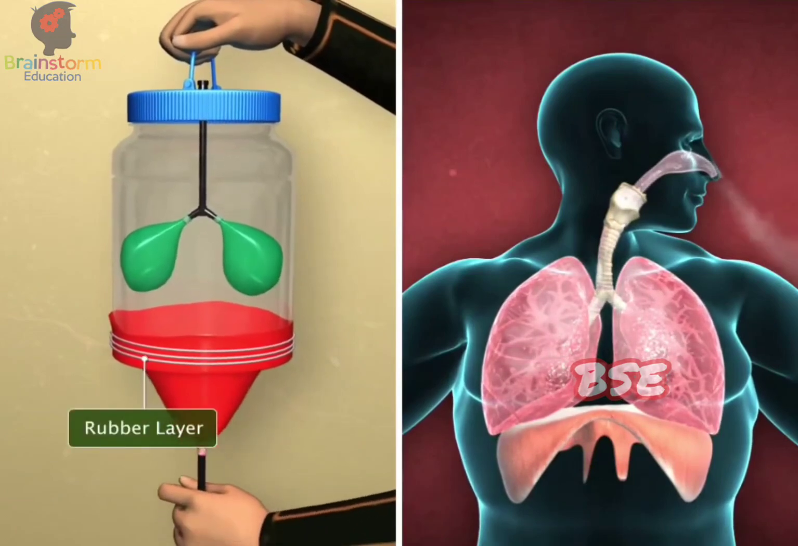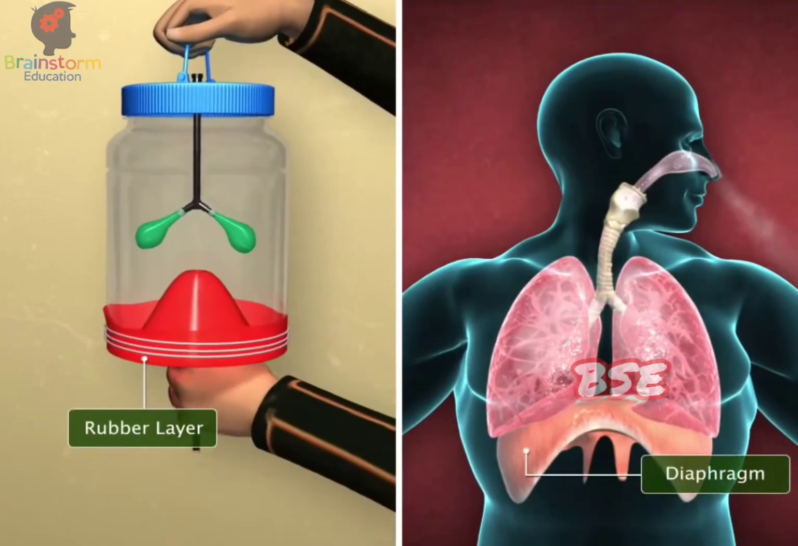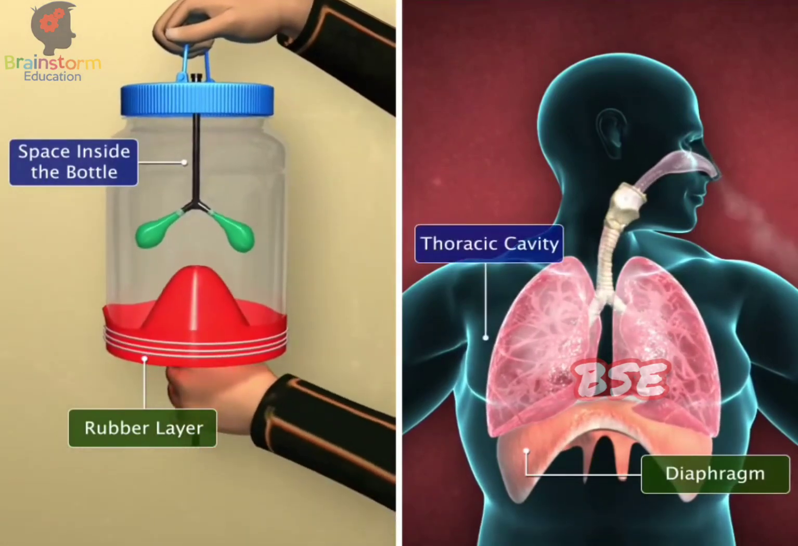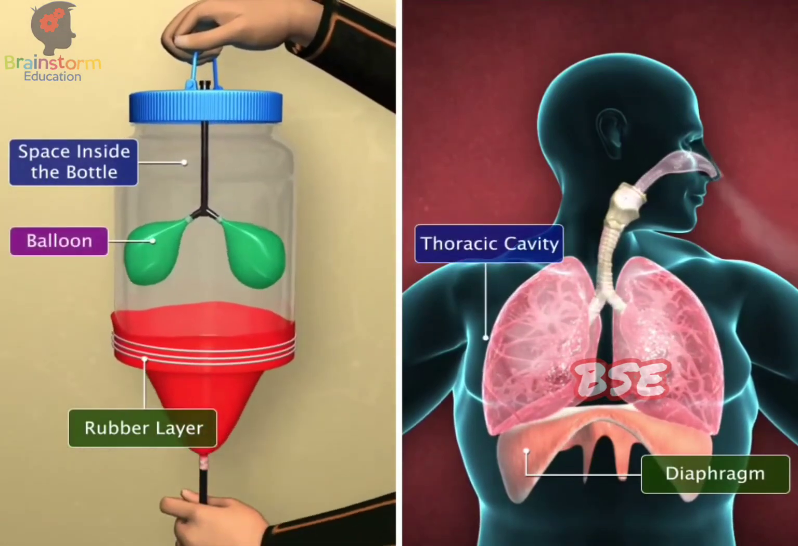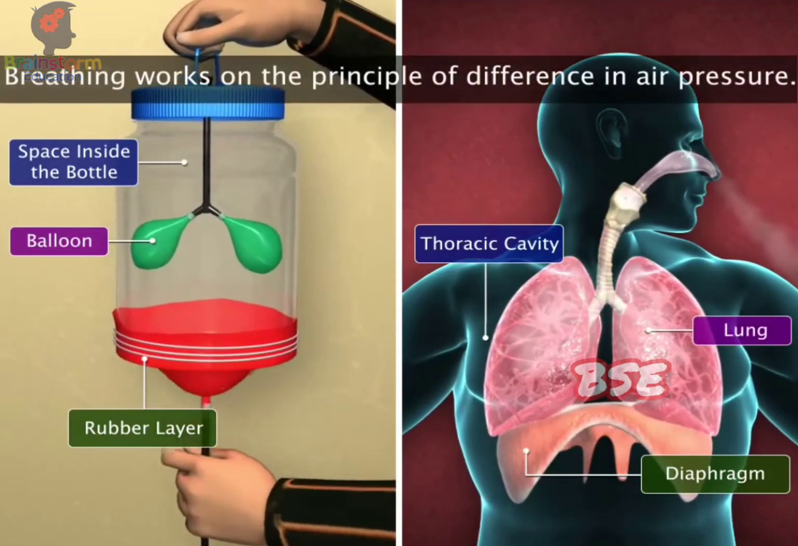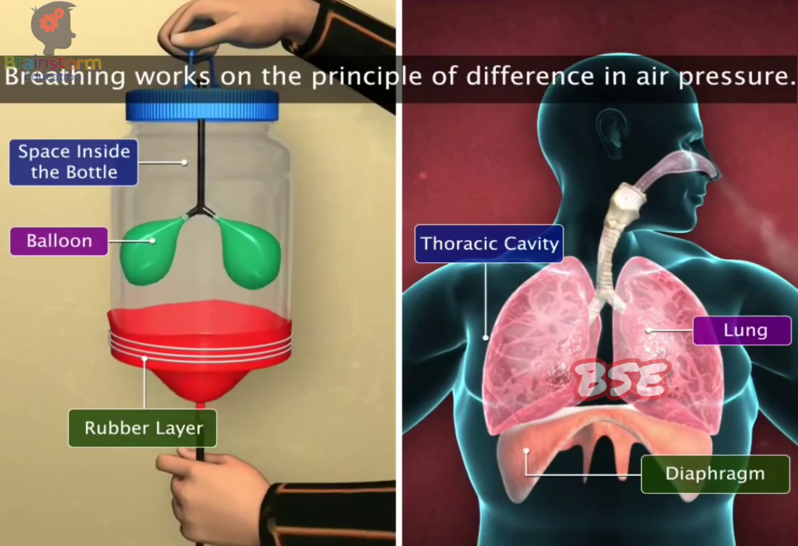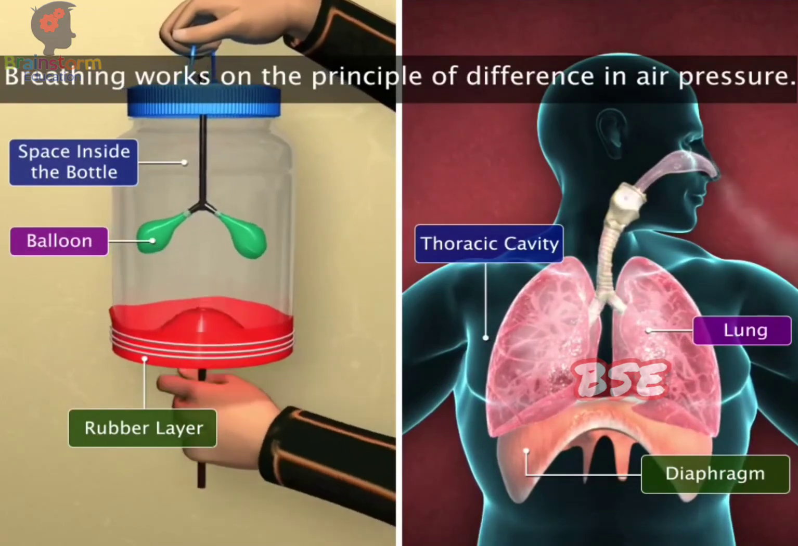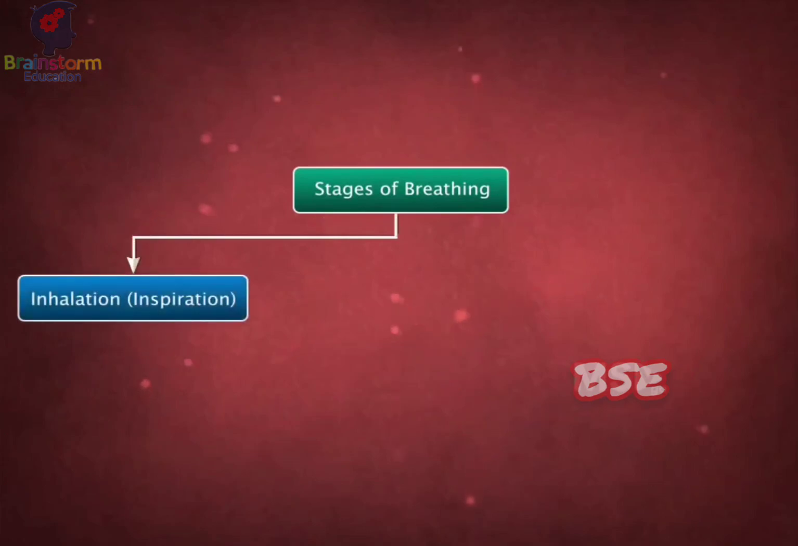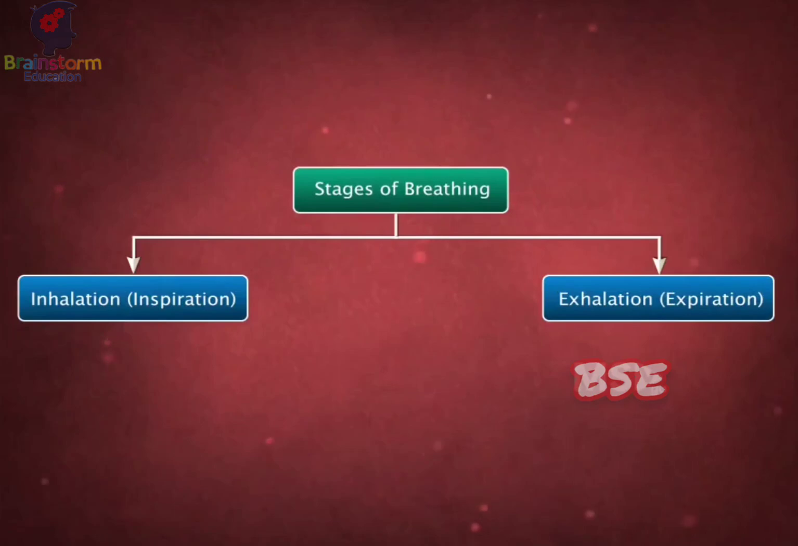The rubber layer in this setup represents the diaphragm. The space inside the bottle is analogous to the thoracic cavity, and the two balloons are like the two lungs. As in this setup, breathing also works on the principle of difference in air pressure. Breathing is carried out in two stages: inhalation or inspiration and exhalation or expiration.